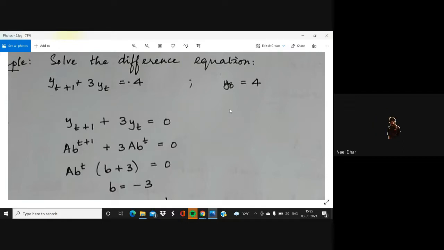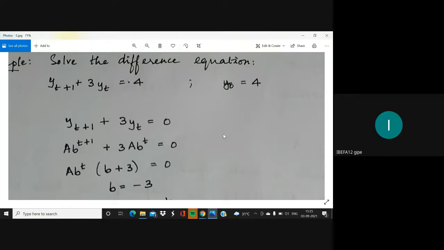Ma'am, I may be wrong, but I think the answer might be 3 multiplied by minus 3 to the power t plus 1. Okay. Anybody else got the same answer? Yes, ma'am, I also got the same answer.